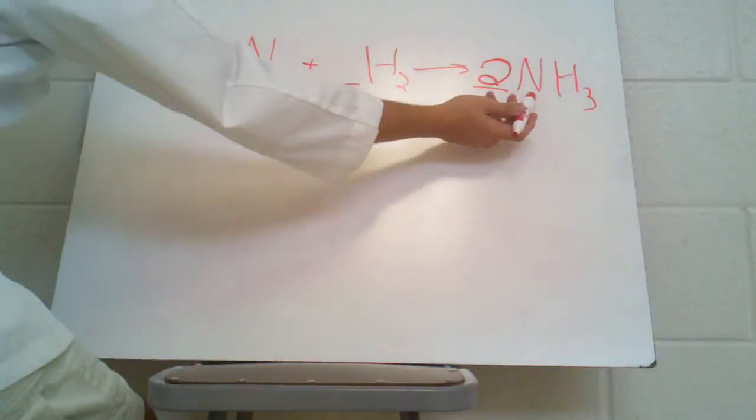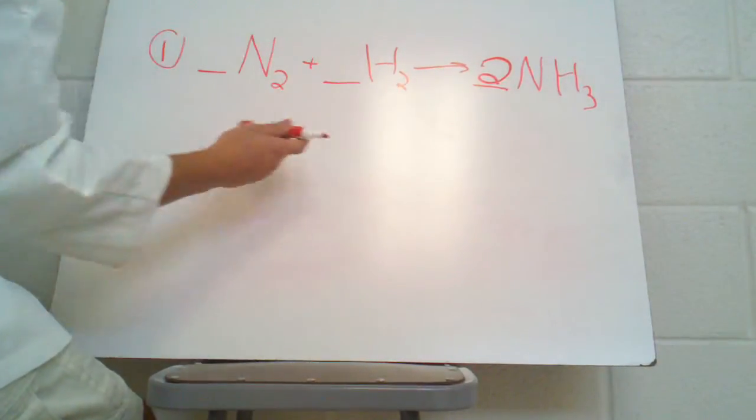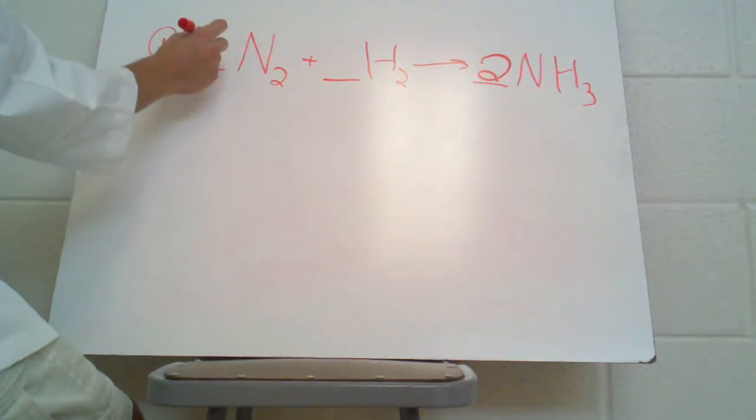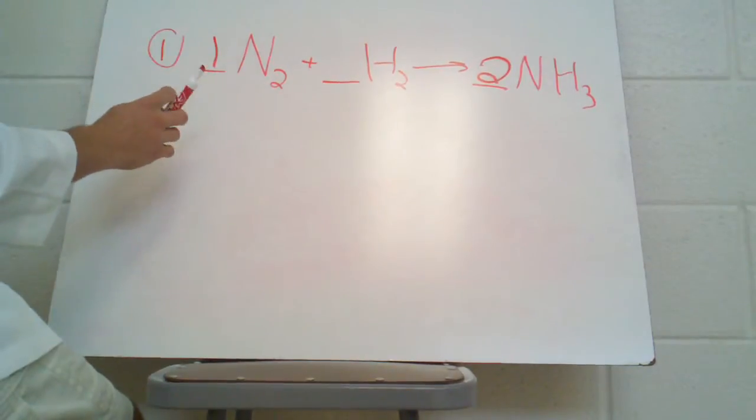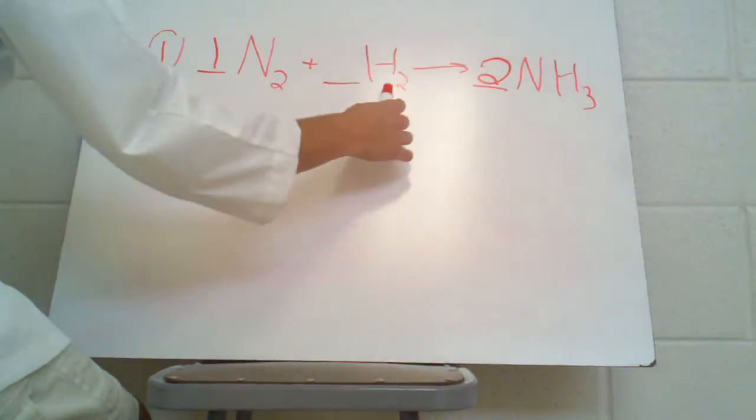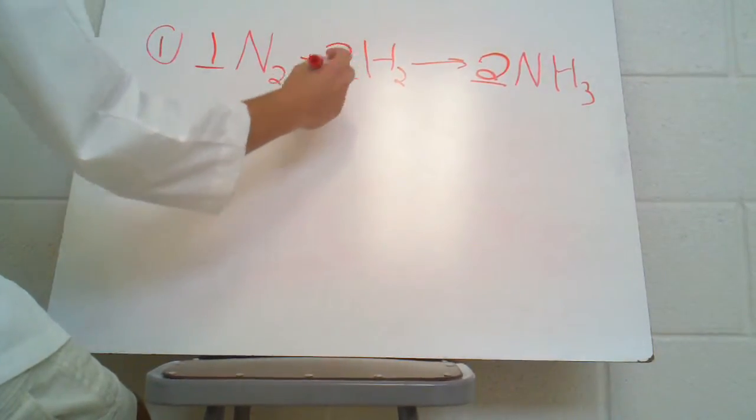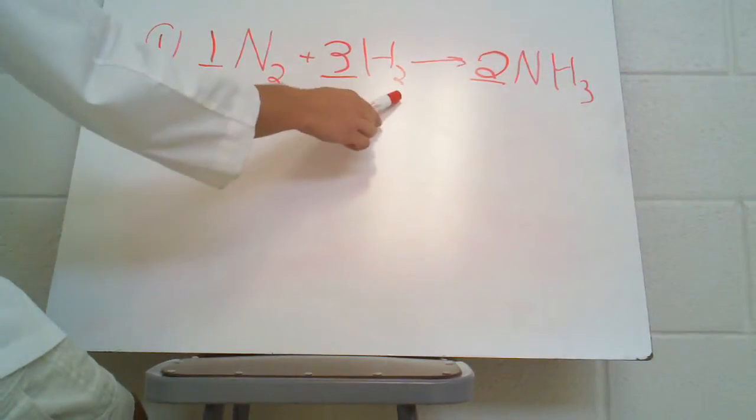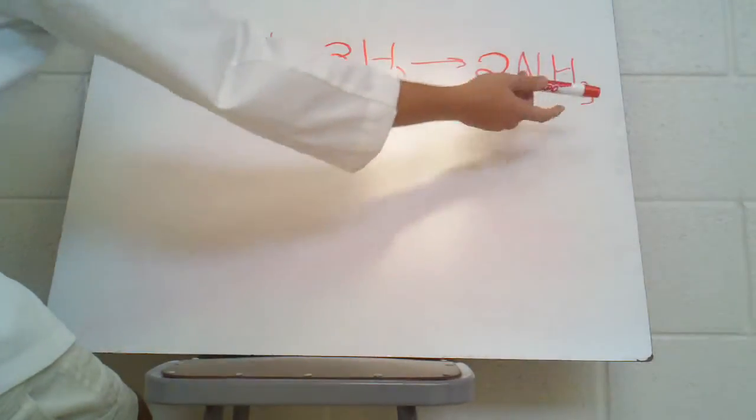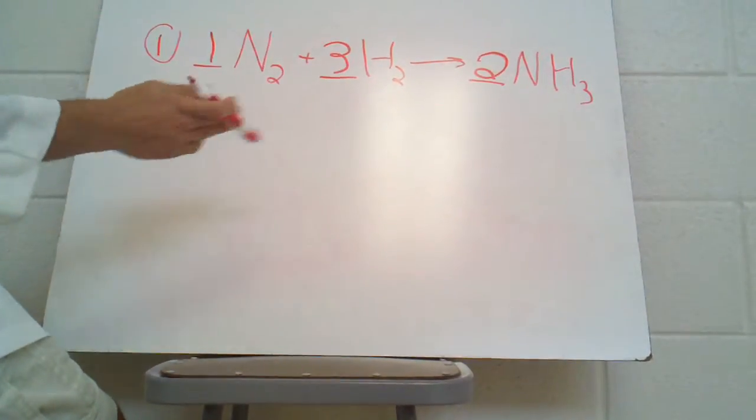Now we have 2 nitrogens, 6 hydrogens. Since the nitrogens match, we'll just put 1 there, so it's the same value. But the hydrogen values do not match. So we need to put a 3 in front of the hydrogen, because 3 times 2 is 6. 2 times 3 is 6. And all the values are now the same.